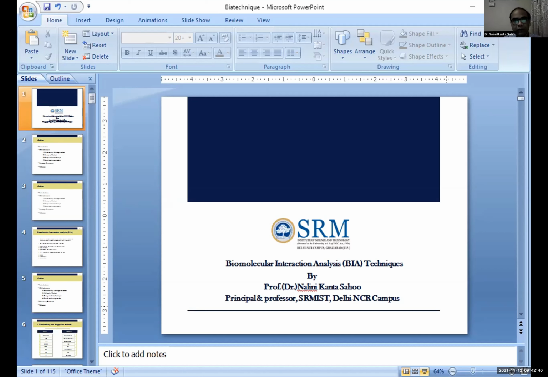As you can see here, one of the techniques on which fluorescence is based is known as the FRET technique, that is, fluorescence resonance energy transfer technique. In this technique, as you can see here, this is the CFP and YFP, and the distance of separation between them must be more than 10 nanometers and should be below 100 angstrom.